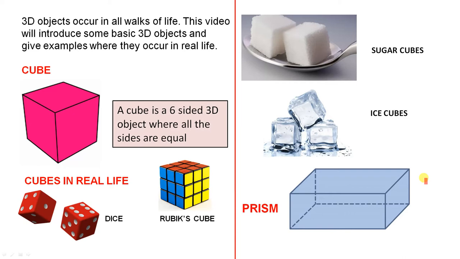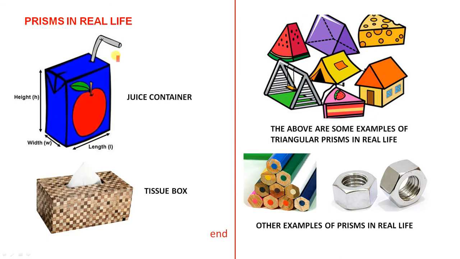Now there's a prism. It's sort of like a cube, but the sides are not all the same shape. They can be different sizes, okay? So the faces can be different sizes. So here are some prisms in real life. The juice container is very popular, and also the tissue box. And there are many, many other examples.